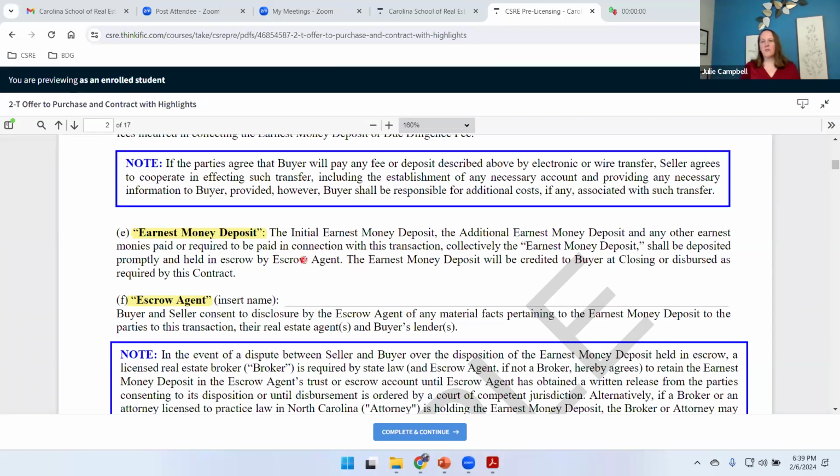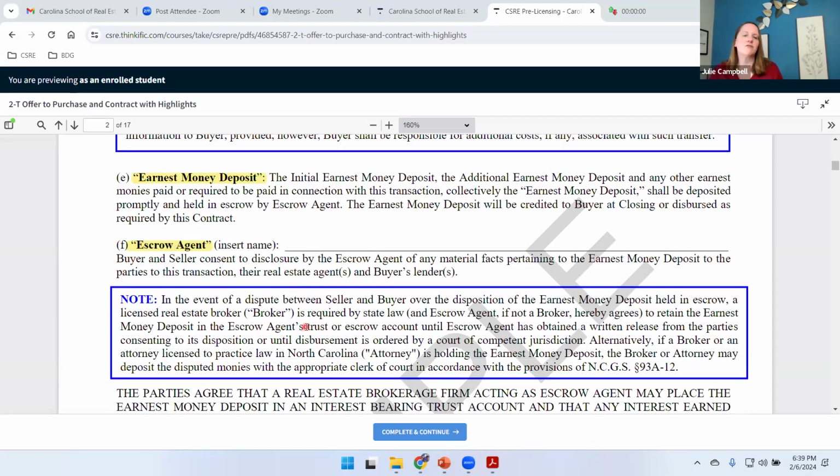The earnest money shall be credited to the buyer at closing or dispersed as required by this contract. We will see the different ways that it can be dispersed. This contract spells it out for us. So now that we have very briefly defined the earnest money, now we need to define who's going to hold it. Who's going to be that escrow agent?